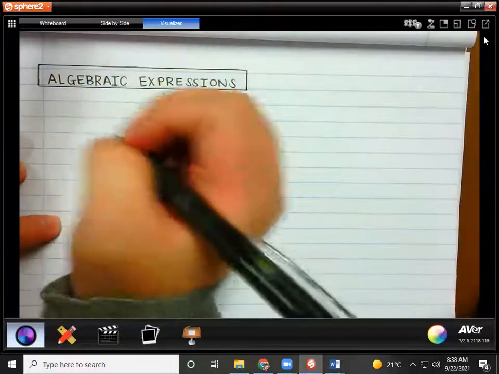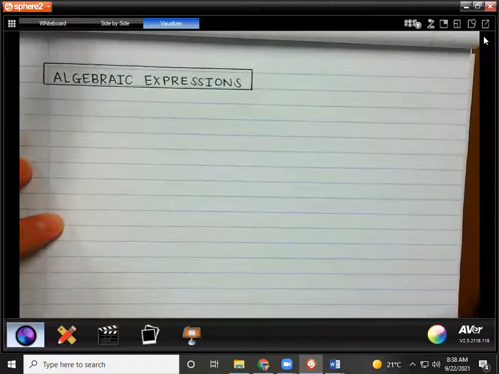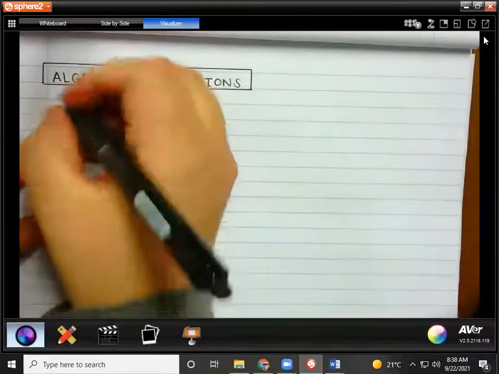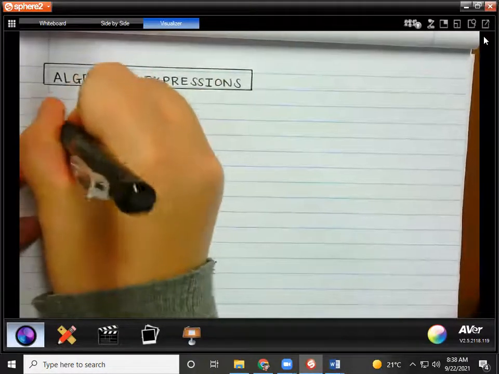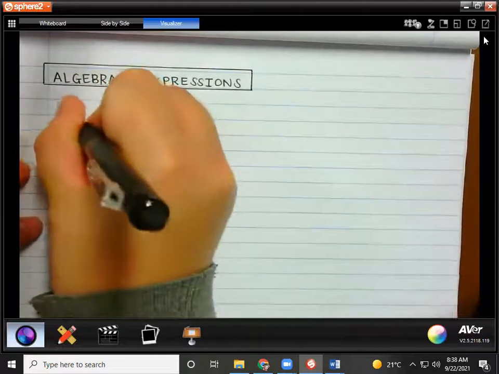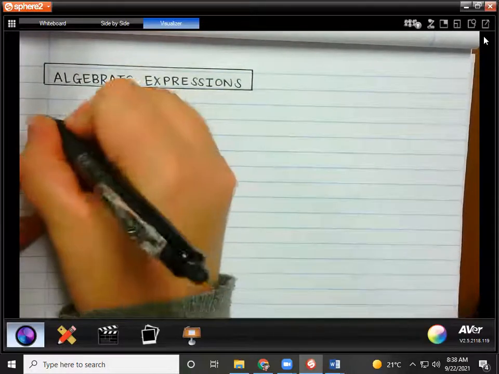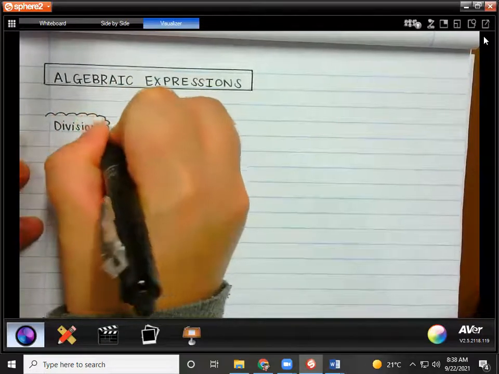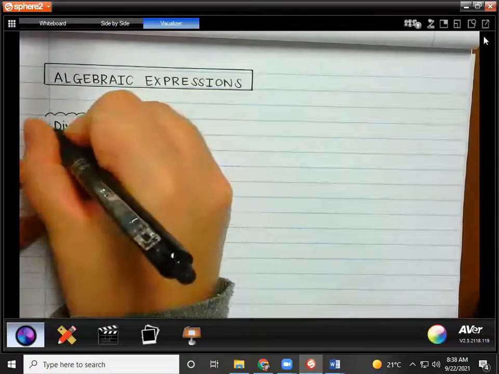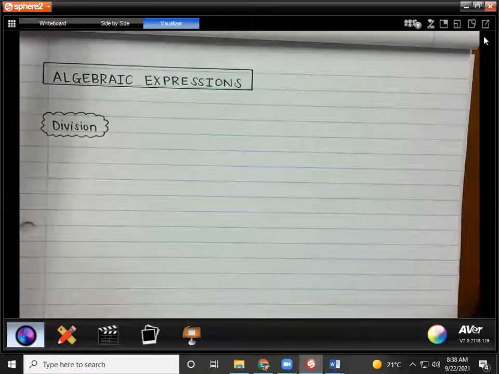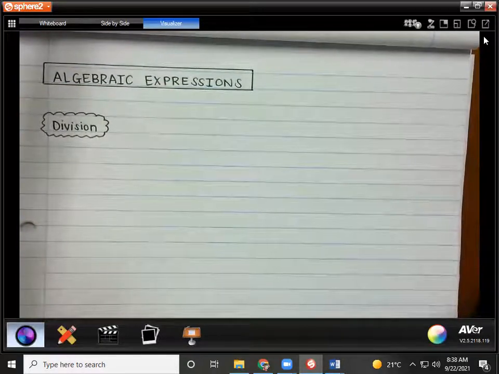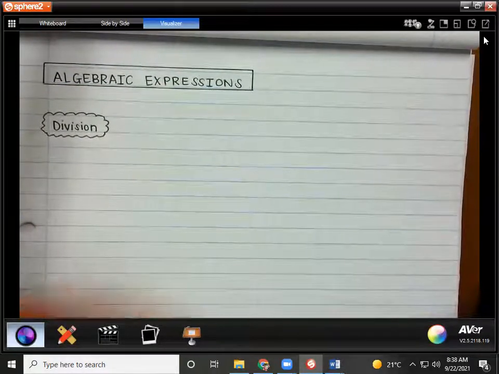Okay, we are going to work with division today, which we have kind of done. There's just a specific type of division that we haven't done yet. So, division. We're just going to jump into some examples and then you'll see what I'm talking about.